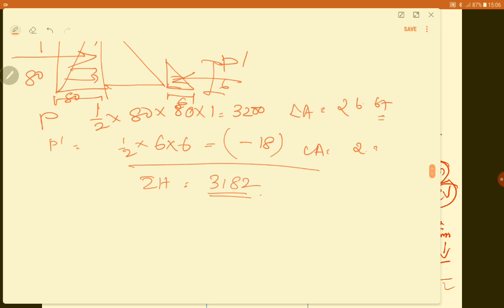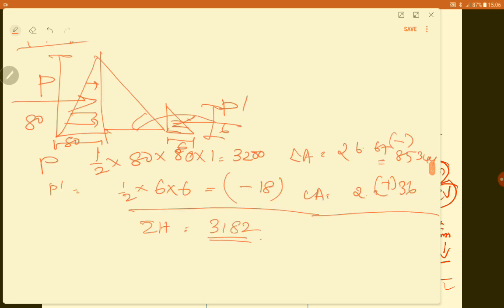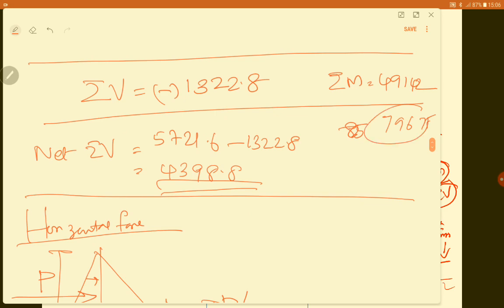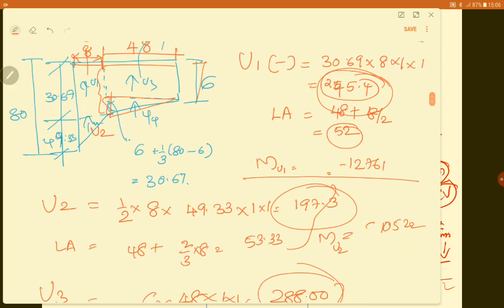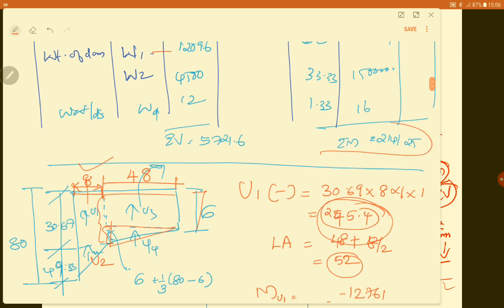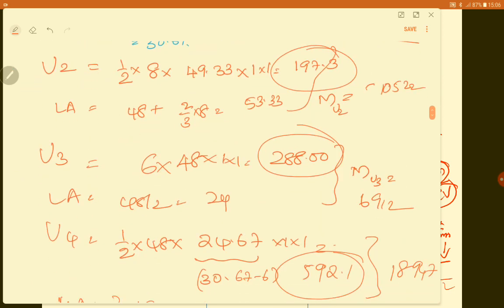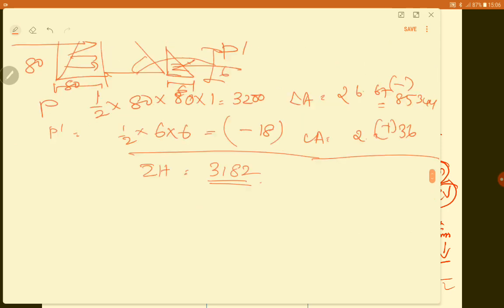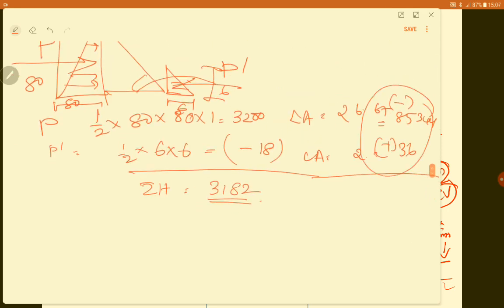So this value will be equal to 85344, as well as this will be equal to 36. This 36 is going to be positive because the tail water is going to be a stabilizing force, stabilizing moment. This is a destabilizing moment, so it is going to be negative. So the total here will become the summation of this one plus this sigma m, and then these two values. This will give us the complete, the final or the net sigma m value.